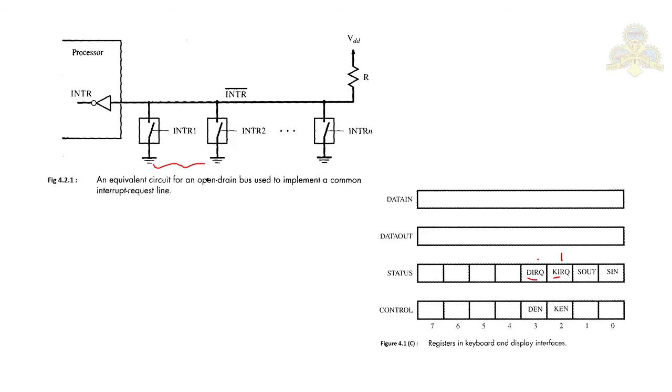Now this polling scheme is easy to implement, but the only disadvantage here is the time spent interrogating the IRQ bits of all the devices that may not be requesting any service. If we have n devices and only these two have activated this line, your interrupt service routine still checks all the devices' status bits continuously. So the time spent would be greater in this situation.